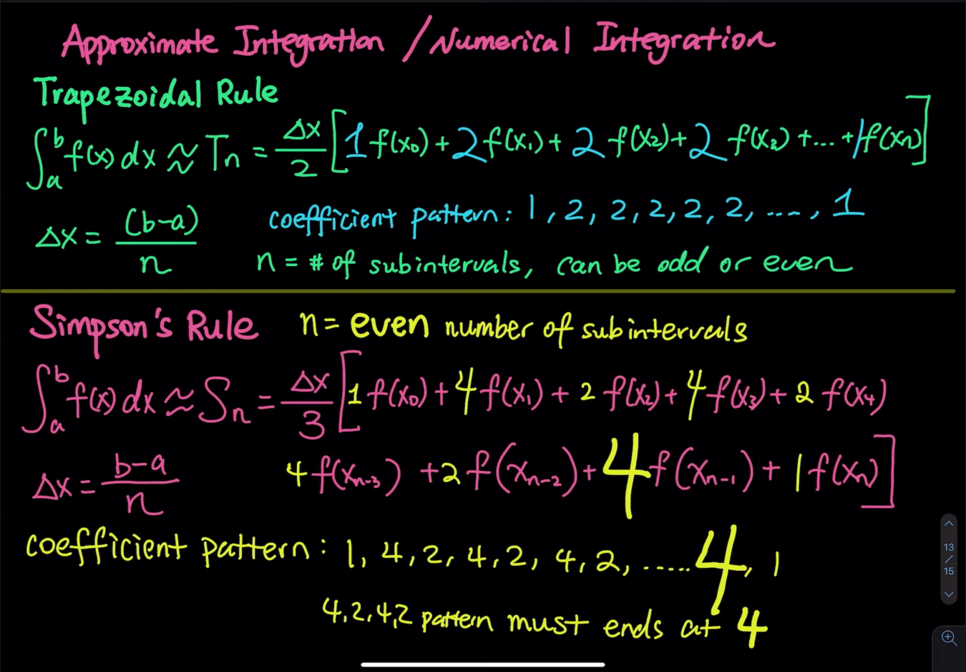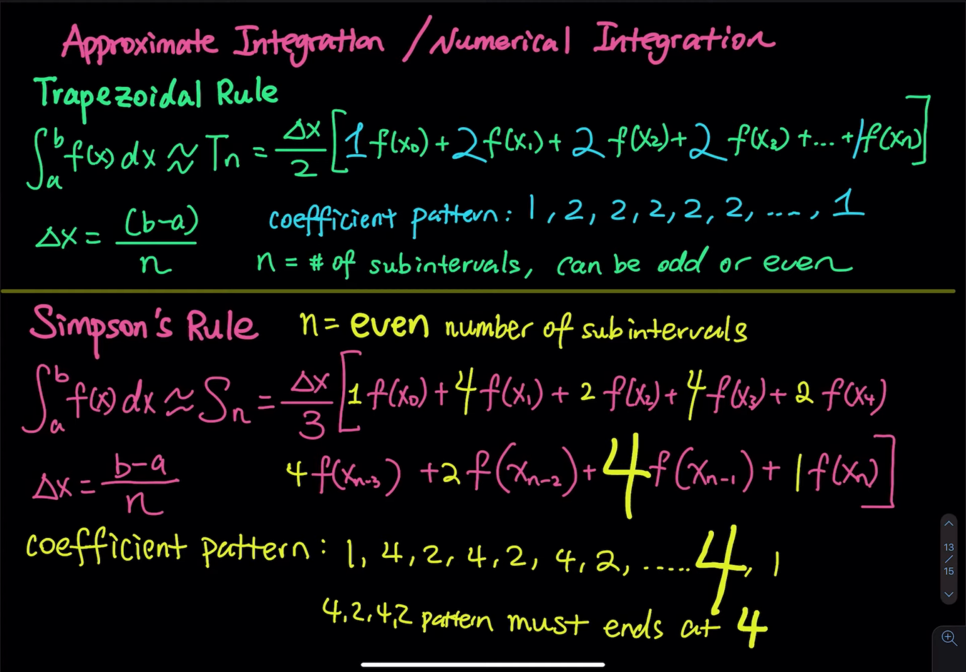Again, the last number must be 1. So if you go like this, it starts with 1 and ends with 1, and then 4, 2, 4, 2, and now you have a 4 for the f of x5. All right, so you need 7 numbers to build 6 intervals. This is an example where you start at x0. What if you start at f of x1? That will be the next example.